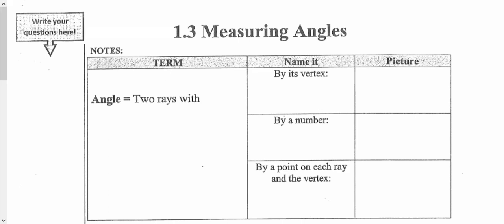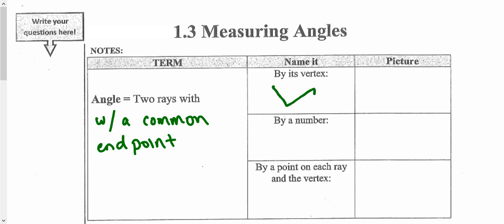Let's get started here. An angle is two rays with a common endpoint. You could also say a shared endpoint. And you can name an angle by its vertex. So for instance, if I just draw here, it's an angle. Here's a point right there. I'll just call this point A.